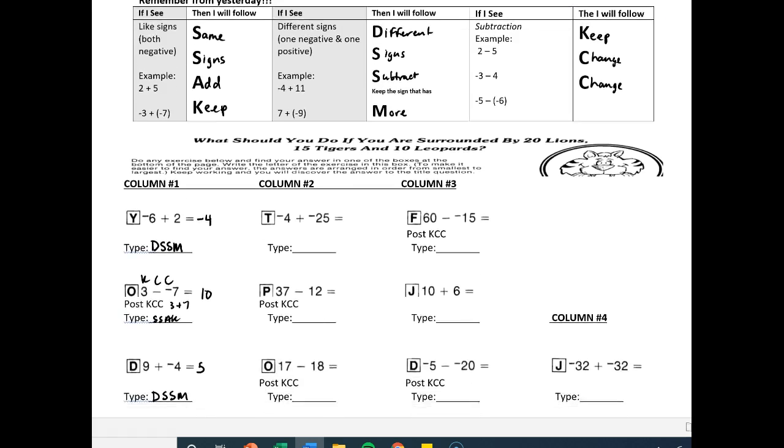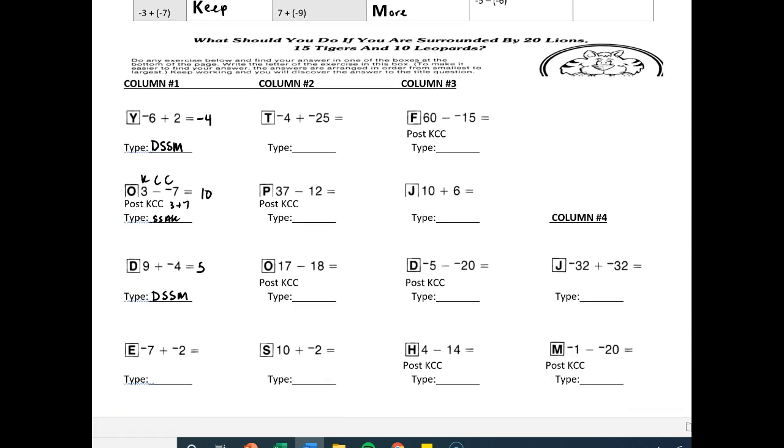So basically what you're going to do is just a ton of practice today between adding and subtracting integers. And you're going to solve the riddle, what should you do if you're surrounded by 20 lions, 15 tigers, and 10 leopards? So you're first going to label the type.